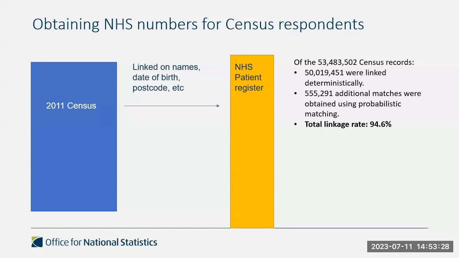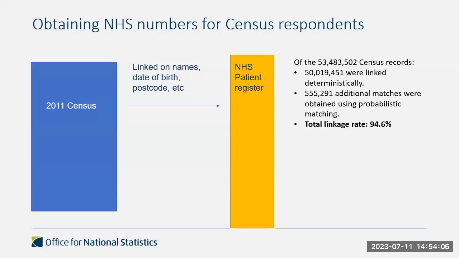So what we did was take the respondents to the 2011 census and try to find the NHS number for them, because once we've got the NHS number for census respondents, we can very easily link to every other NHS data set, without needing bespoke, direct linkages between census and every specific NHS data set, which would take too long and would be very impractical. So that's the course.